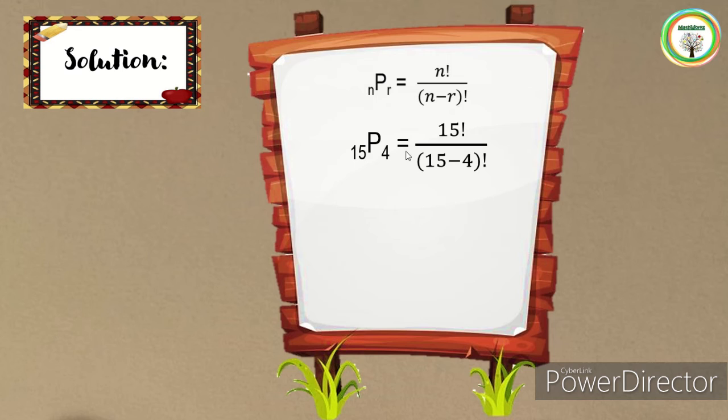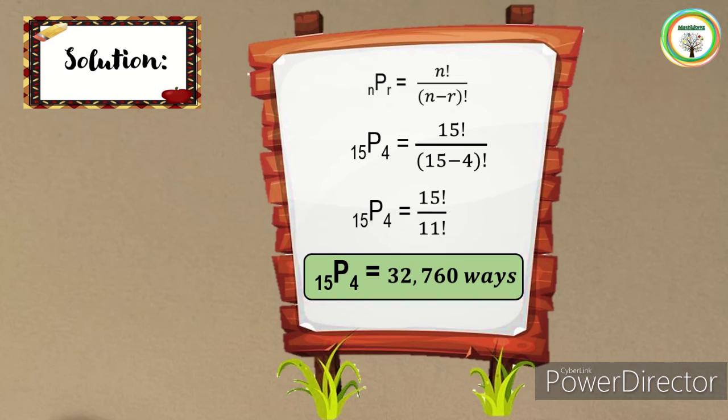It is equal to 15 factorial divided by the quantity of 15 minus 4 factorial. Permutation of 15 taken 4 is equal to 15 factorial divided by 11 factorial. Our answer is permutation of 15 taken 4 is equal to 32,760 ways. Okay, so as you can see, we did not get the value of 15 factorial and 11 factorial.